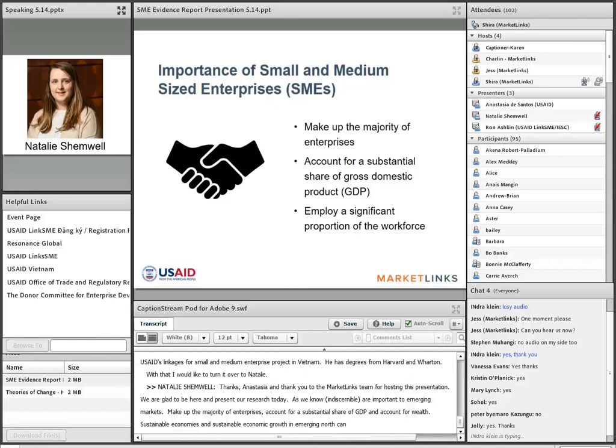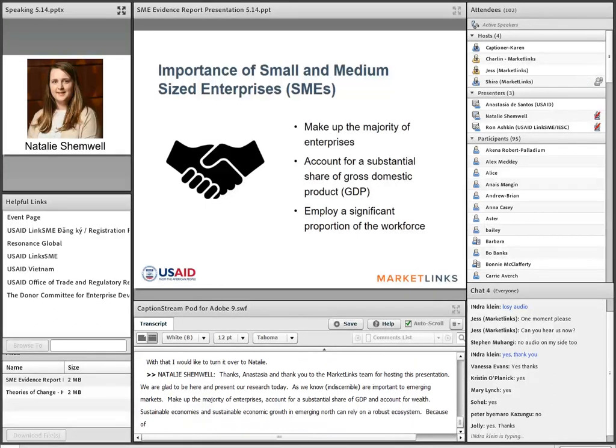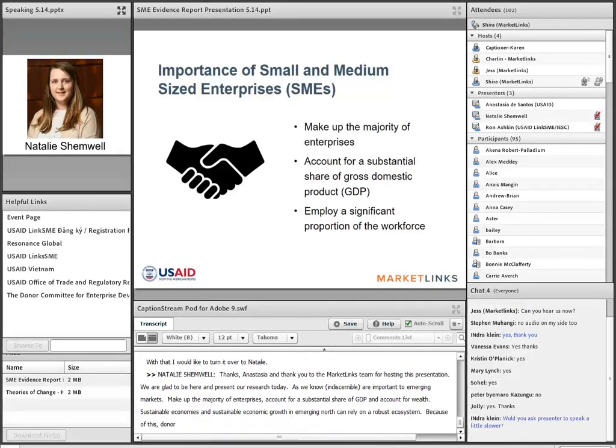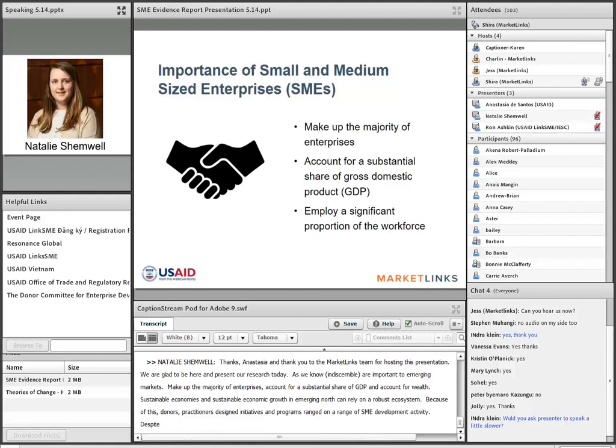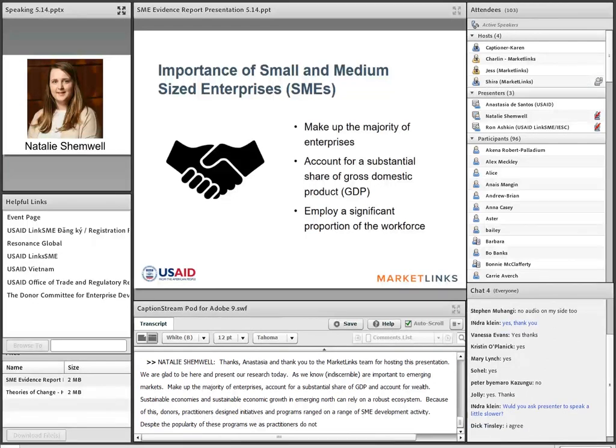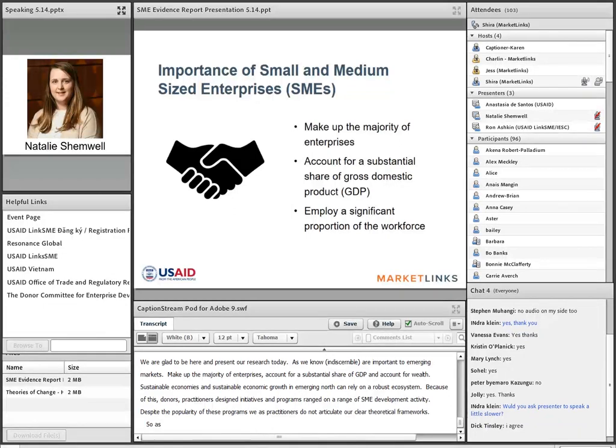Because of this importance, policymakers, donors, and practitioners have designed and implemented initiatives and programs focused on a range of SME development activities. However, despite the popularity of these programs, we as practitioners do not always articulate clear theoretical frameworks. As Anastasia referenced, we don't always articulate our theories of change clearly, and we don't always outline the variables linking SME growth with clear assumptions.